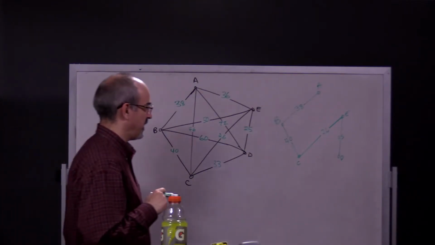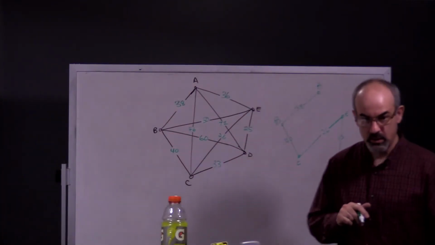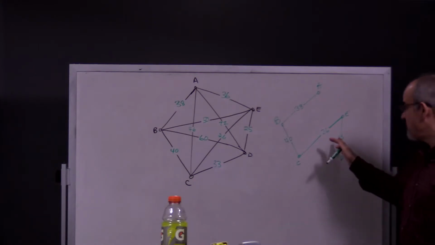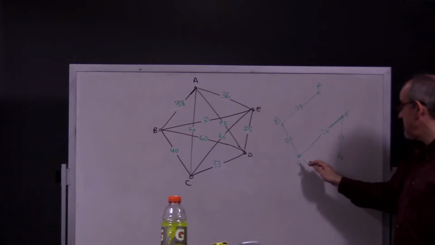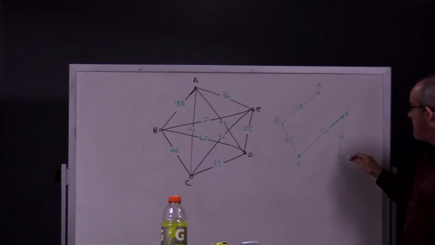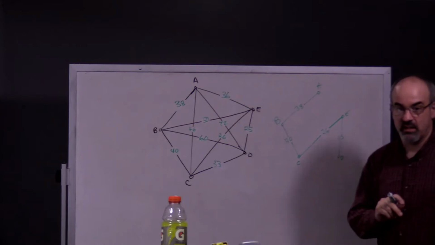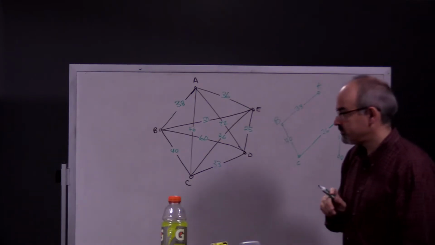Well, let's look at what we have drawn so far. We've been every place. We've been to A, B, C, E, D. That's every place. So we just need to close the circuit now.